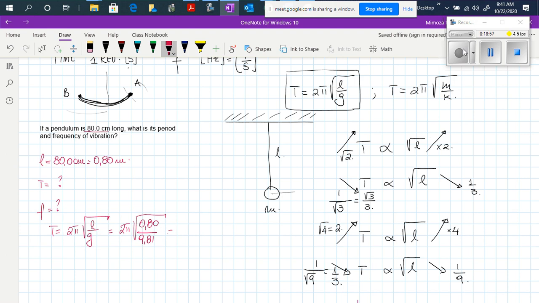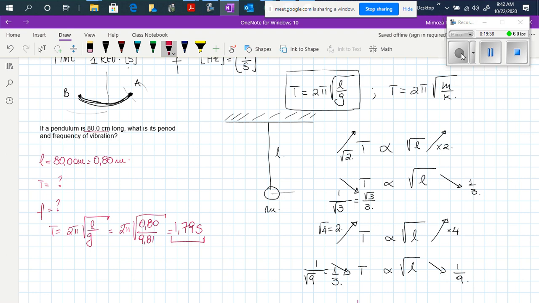Now in your calculator, please tell me in the chat, what is this? 1.79 seconds. So this number is telling us that when the pendulum moves from the highest point on the left, let's say, goes to the equilibrium, goes to the highest point on the right, and then comes back to the equilibrium and to the original position, the time to complete this whole motion is 1.79 seconds.